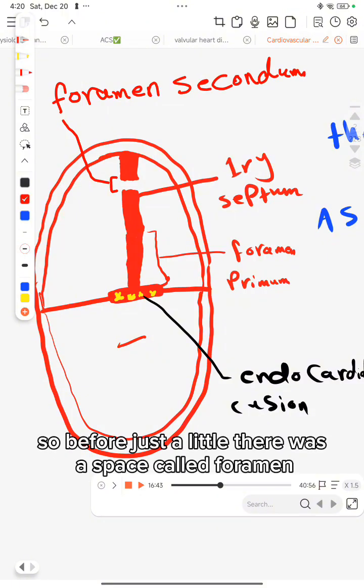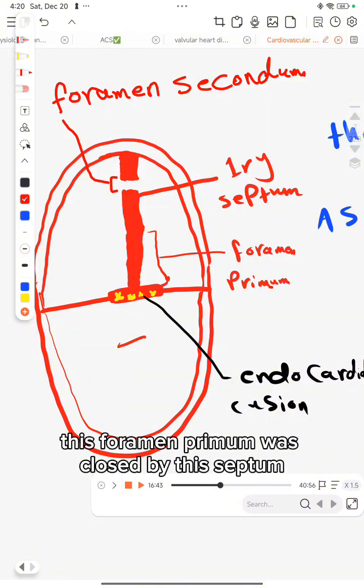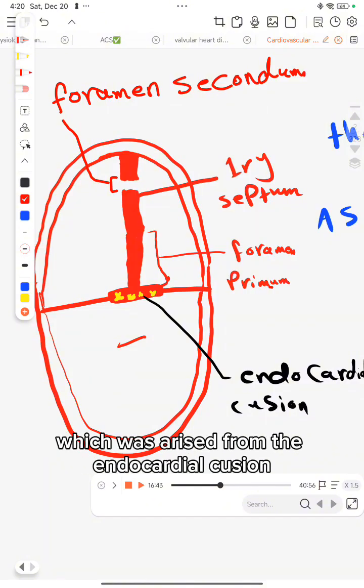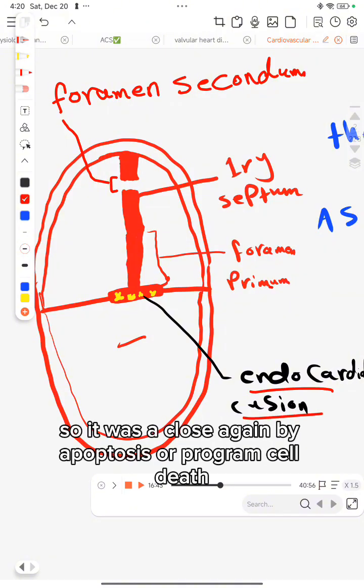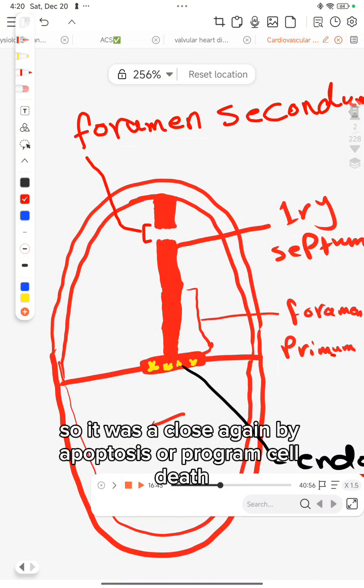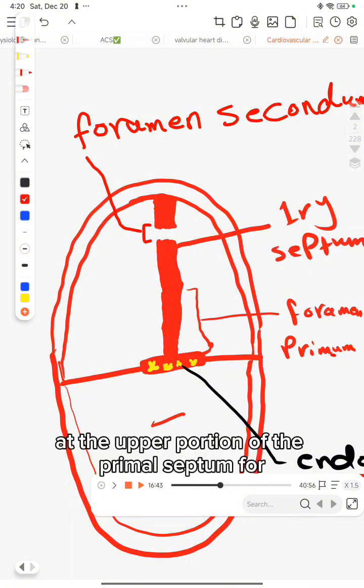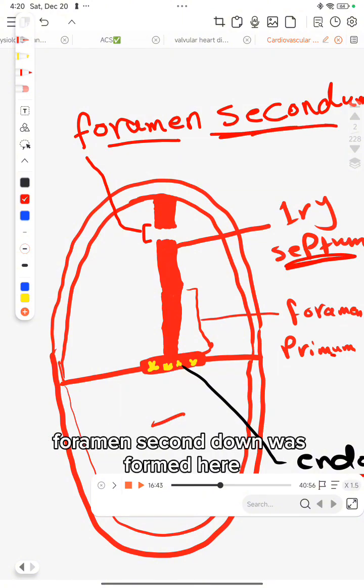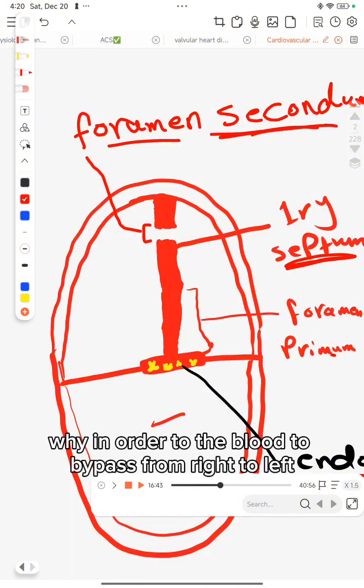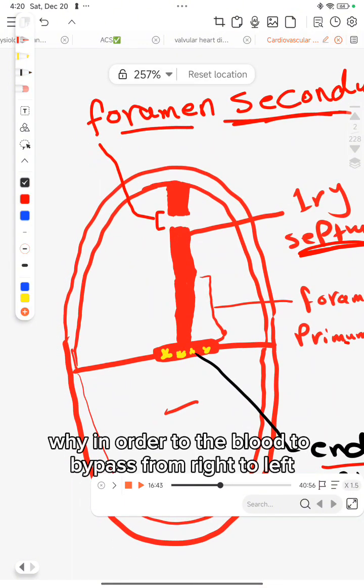So before, just a little, there was a space called foramen primum. This foramen primum was closed by this septum, which arose from the endocardial cushion. So it was closed. Again, by apoptosis, or programmed cell death, at the upper portion of the septum primum, foramen secundum was formed here. Why?